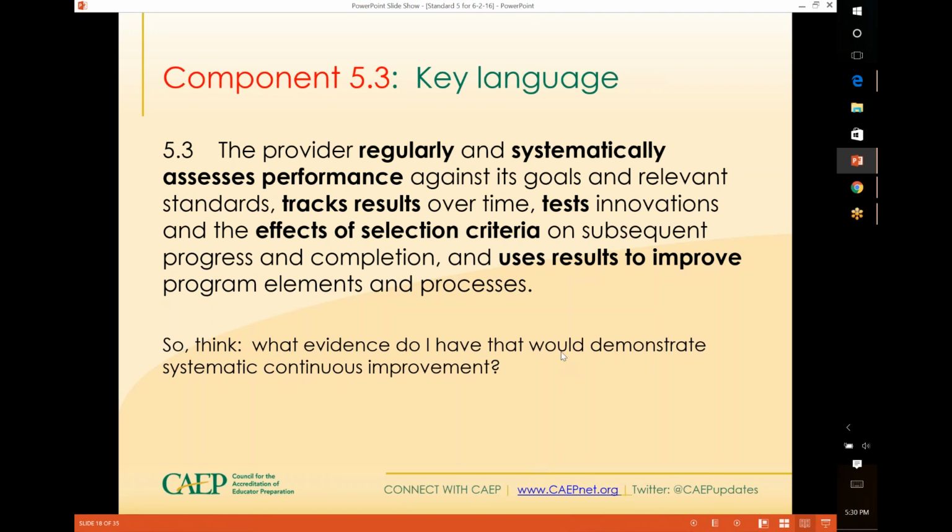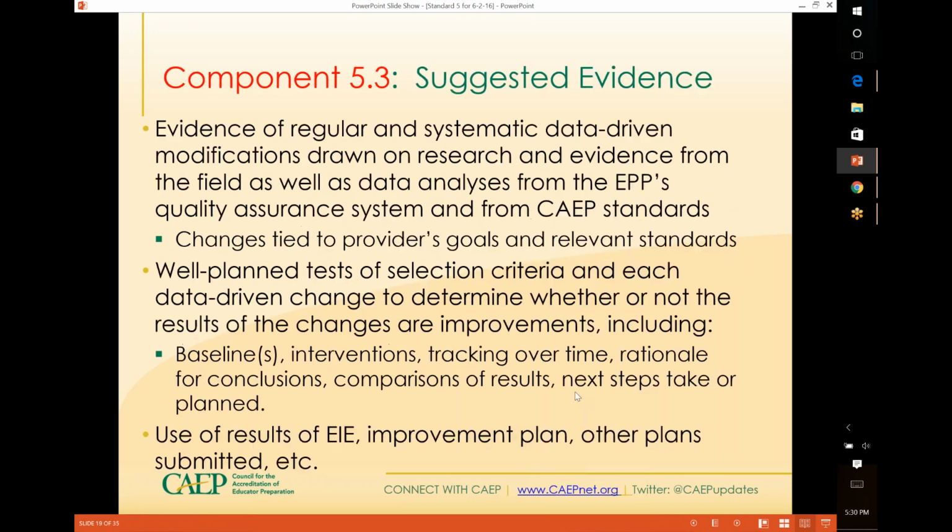And I noticed in many of the documents that I've been reading through that come from EPPs that there's really a lot of use of data going on, but a lot of the data use tends to be confined at the course level or the program level. So just something to think about for yourselves. What EPP-wide kinds of changes would the data indicate?